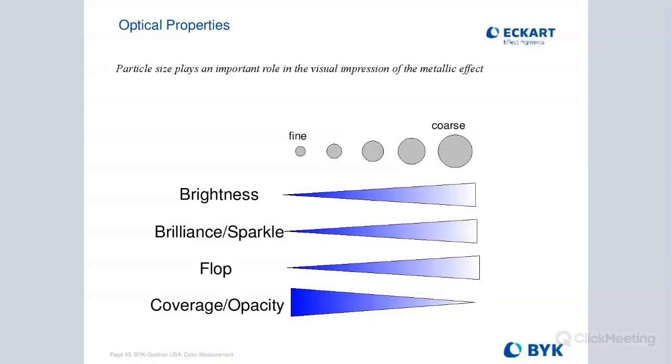Those different types of pigments are going to give you different types of brightness. They're going to impact your sparkle. They're also going to impact the flop or the color travel of a particular color. And they will also impact the coverage or opacity. In most cases, as you increase from a fine pigment to a very coarse pigment, your brightness increases, your sparkle increases, and the flop or contrast will be greater. But contrasting that, you lose opacity. So a lot of times it's a blend of multiple pigments to get the best of all properties that you're looking to maintain.